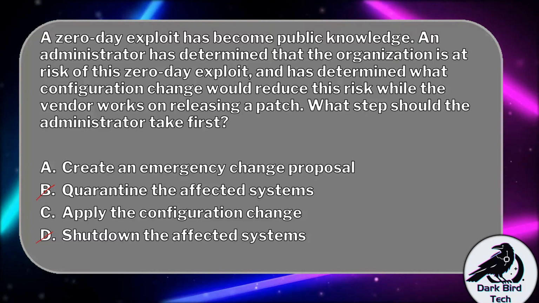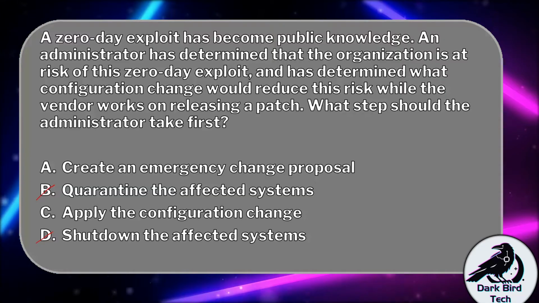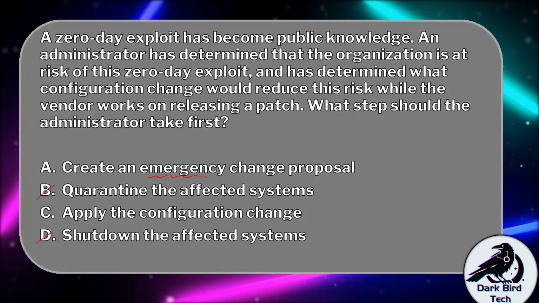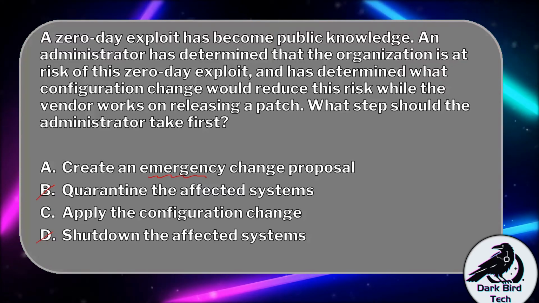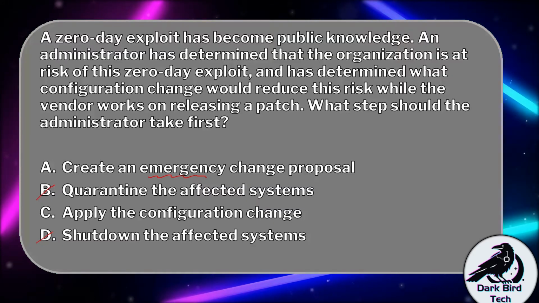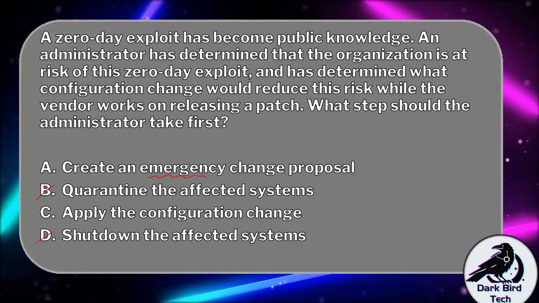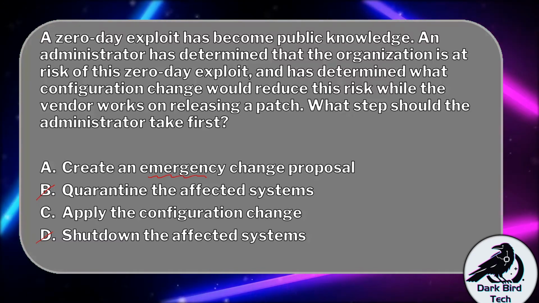So that leaves us with option A and C. Option A is to create an emergency change proposal. And the fact that they've mentioned an emergency change proposal makes me happy. Because normally when it comes to things like change control and change management, you should have an emergency change proposal process for something that needs to be done as quickly as possible while still adhering to the benefits and the good intentions of change management, which is to ensure that your alterations don't have undesired negative outcomes. So I do like A quite a lot.